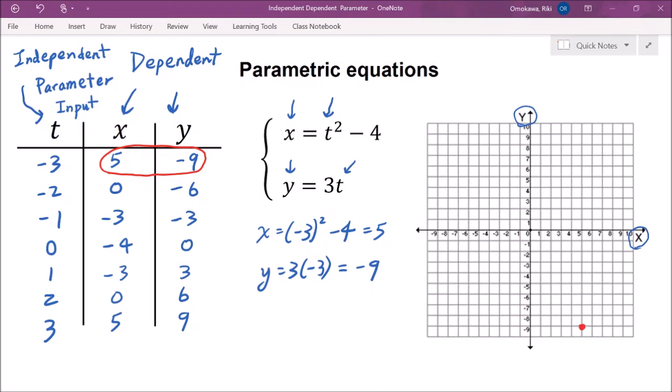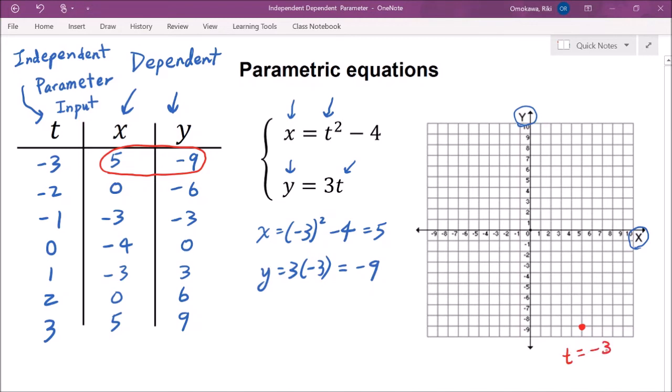And like I said before, there is no t-axis, so t doesn't really show up on the graph. So let's label each point that we get with the t value that we use to get that point. So this point 5, -9, we plugged in -3 for t to get that point, right? So this is the point on the graph when t equals -3.